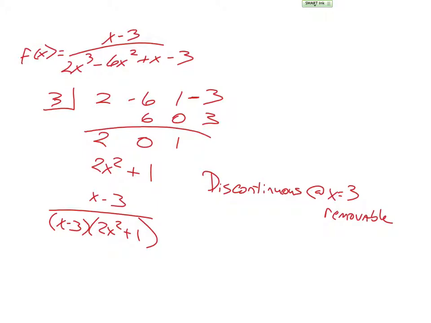Alright, so you divide this. 2x squared plus 1 can never be 0. This is the only thing that can be 0. Since it cancels out, that means it is removable. If it doesn't cancel, that means it's non-removable.